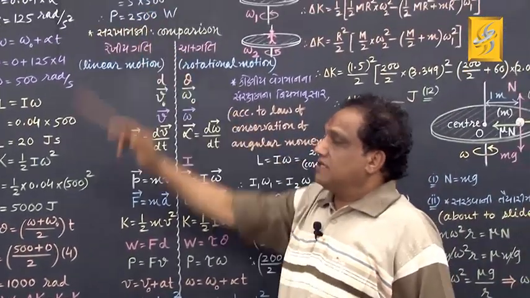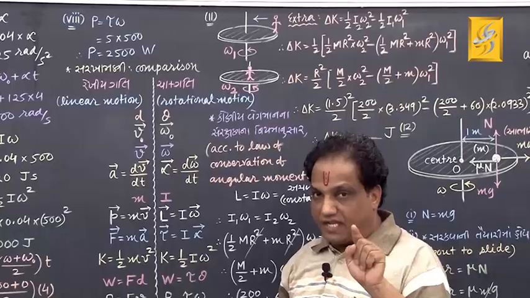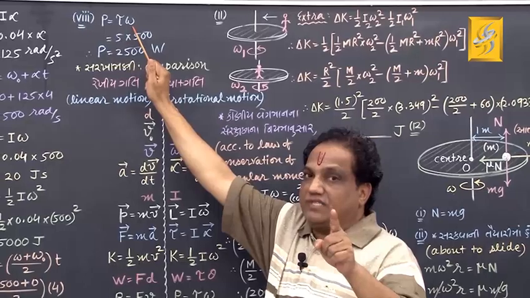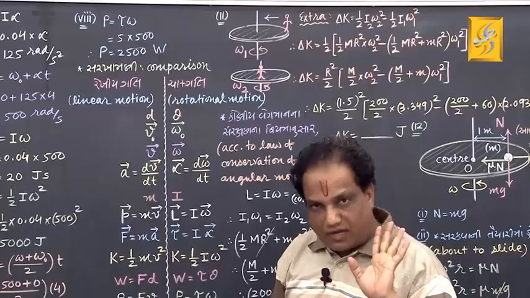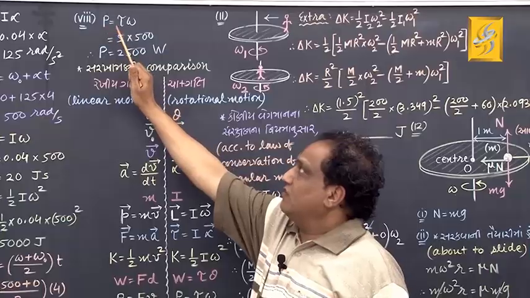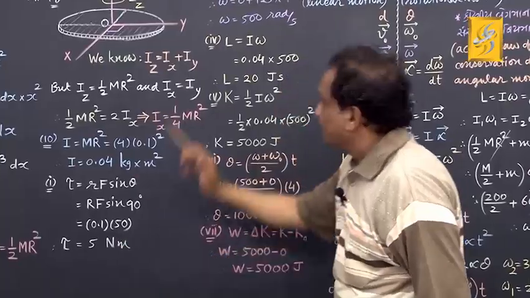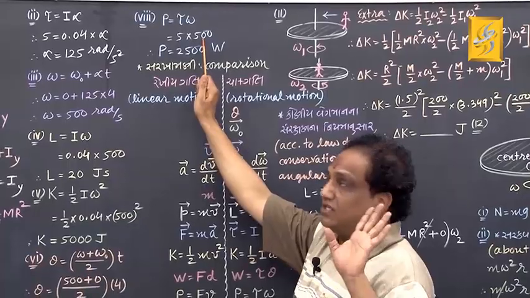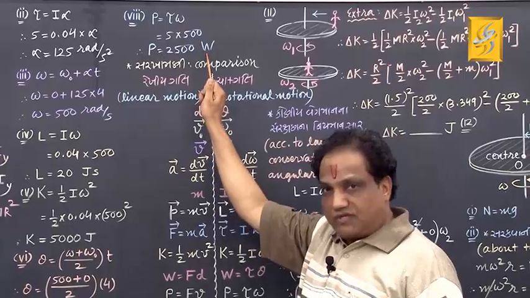Now they have asked at the end of 4 seconds the instantaneous power, not average power, instantaneous power. Instantaneous power has this formula, P equals to tau into omega. If they ask average power, you may find out work done upon time taken. Right now it is instantaneous power, so formula is P equals to tau into omega. Torque value we have found out, 5 Newton into meter. Value of omega at the end of 4 seconds, 500 radian per second. Into 5, that is 2500. Unit of power is watt. Correct? Fine.